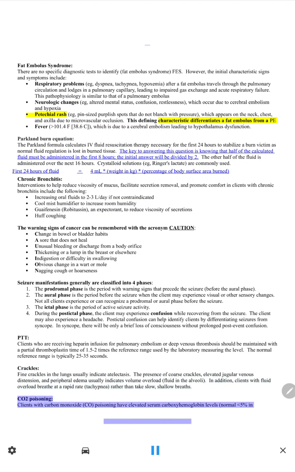CO2 poisoning. Clients with carbon monoxide, CO, poisoning have elevated serum carboxyhemoglobin levels, normal less than 5% in downloaded by DNA MADS, alt.001900@gmail.com, Lomoarch PSD, 19,001,587.